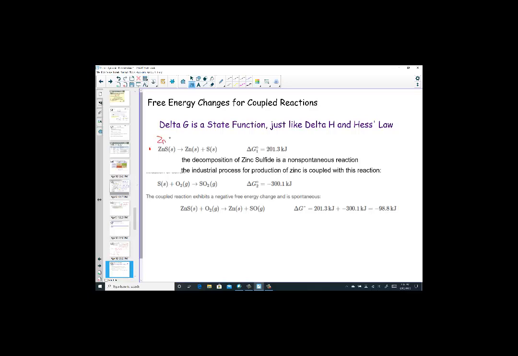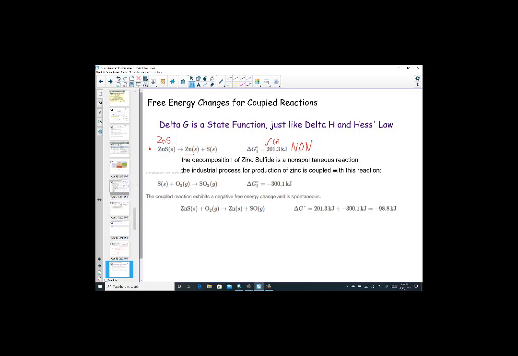So ZnS is a binary ionic compound, and when it decomposes into its elements, zinc and sulfur come out. Notice the sign on delta G is positive, so this is a non-spontaneous reaction in the order that it's written, in the forward direction. The decomposition is not spontaneous. The salt, ZnS, will not just all of a sudden decompose and release its elements. It's too stable of an ionic compound.